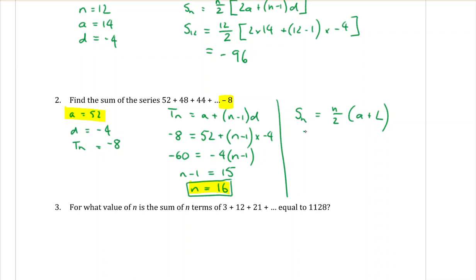So it's sum of 16 terms. N is 16 over 2, bracket, a, the first term was 52, and the last term was minus 8. So I believe that equals 352, correct? Yes. Great.